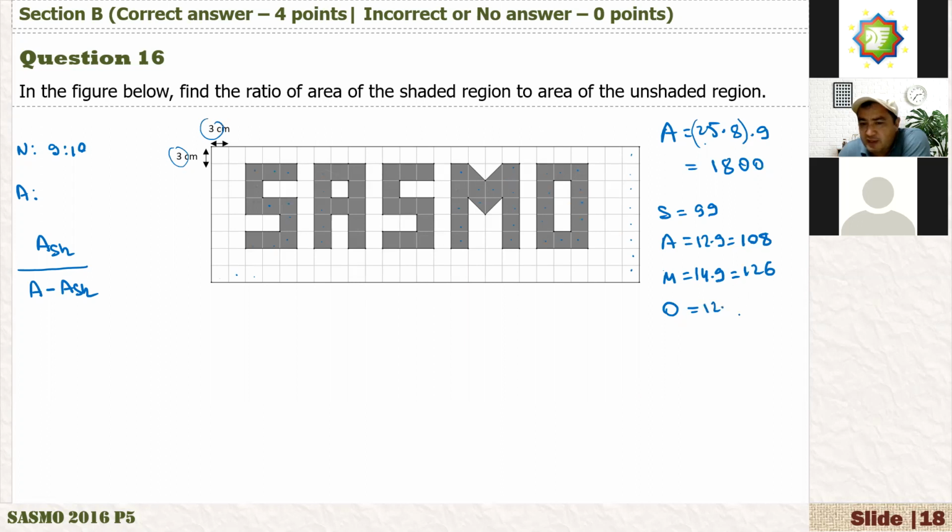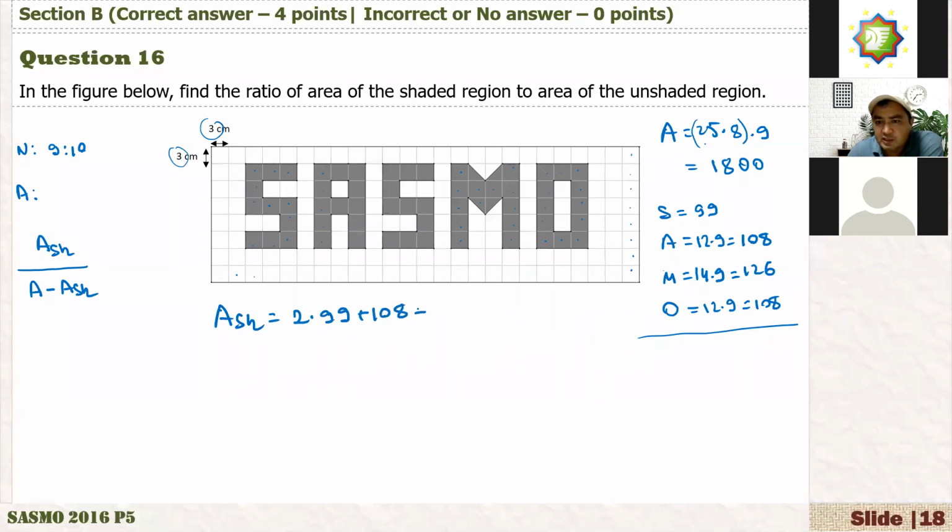So there's 12 times 9, 108. Okay. So now if we just add this, we have two S's, right? Don't forget that we have two S's here. So the total area, now let me just write here, the area of the shaded region, it is 2 times 99 plus 108 plus 126 plus 108, right?